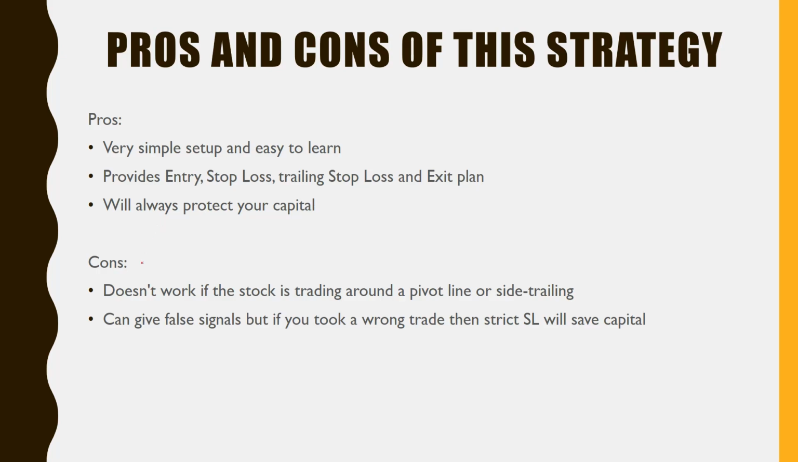Okay, now the cons. This strategy fails to work since it is based on a moving average. It will fail to work where moving averages fail, like when the price is consolidating, going up and down the moving average, and it will not work. Okay, it can give false signals. Remember, in the previous example of Hindalco, I showed you how a false signal can happen. In the live market, when you have a position and get a false signal, your brain might react to it more strongly than when you don't have an open position, because you are emotionally attached to that position, right? So it can give false signals, but if you took a wrong trade, the strict stop loss will save your capital.